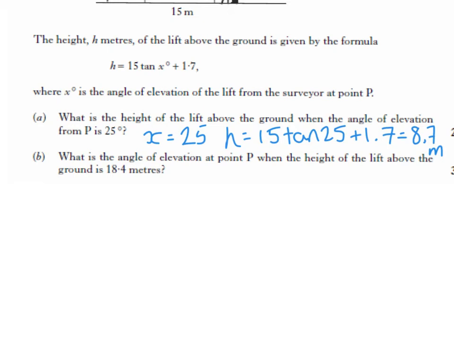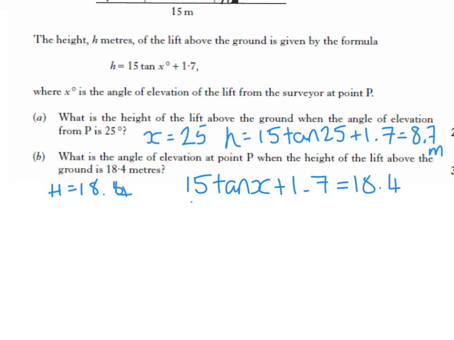Then it says, what is the angle of elevation at point P when the height of the lift is 18.4? So your height is going to be 18.4. So we do 15 tan x plus 1.7 equals 18.4. We're going to move things around. So we're going to move that 1.7 over. 18.4, take away 1.7. Oh, I have to use my calculator for this one. Is 16.7.